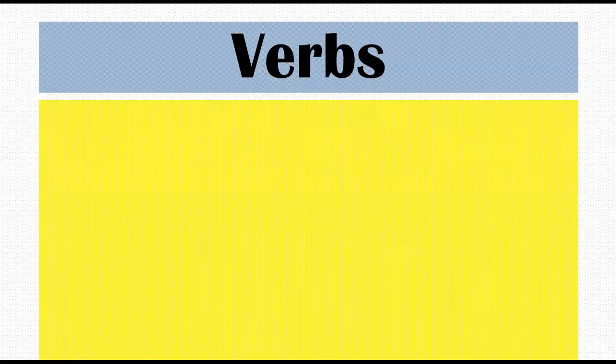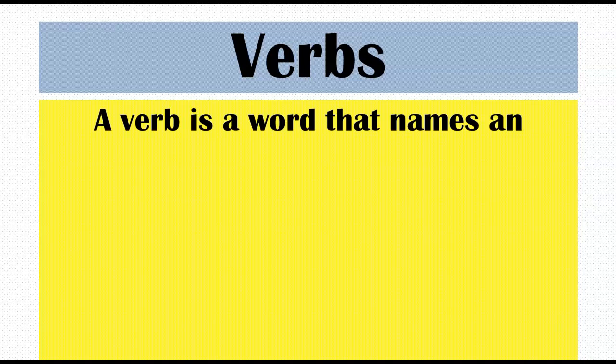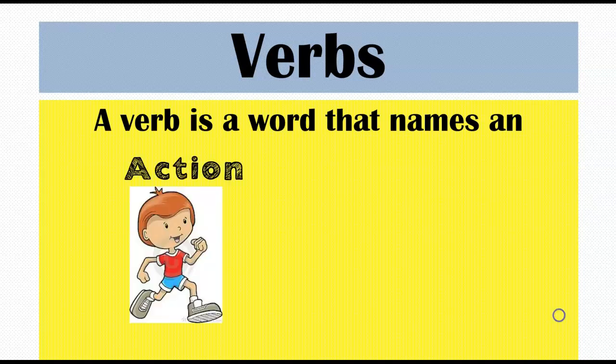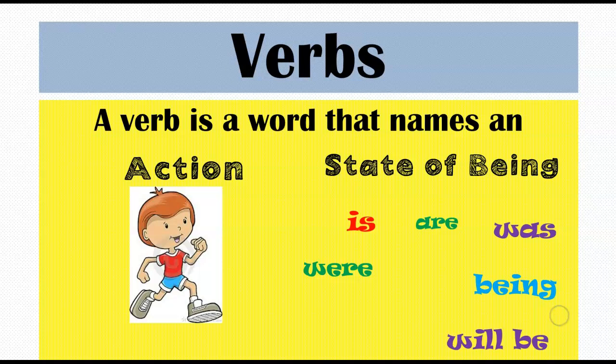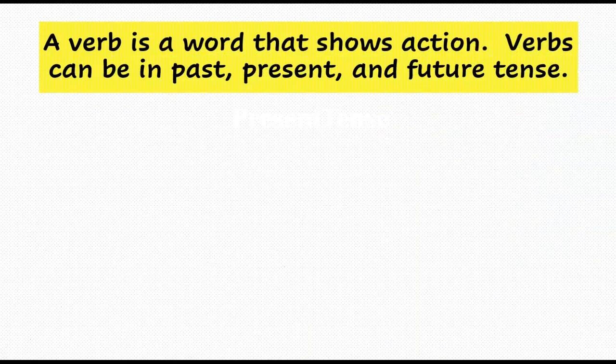All right, we're going to be revisiting verbs now. We know that a verb is a word that names an action, like in running. Verbs can also be words such as is, was, are, were, being, will be. Okay, but this week we're going to be focusing on action words. A verb is a word that shows action. Verbs can be in past, present, and future tense.